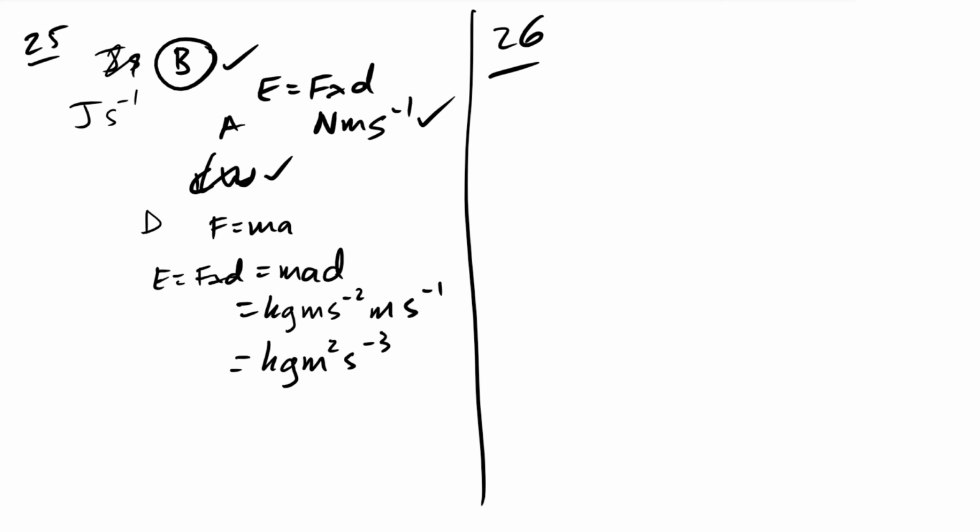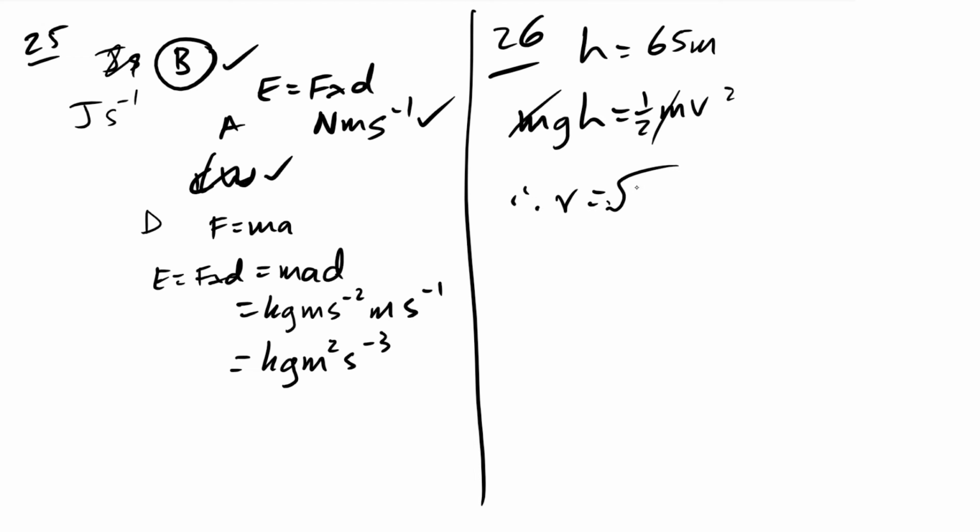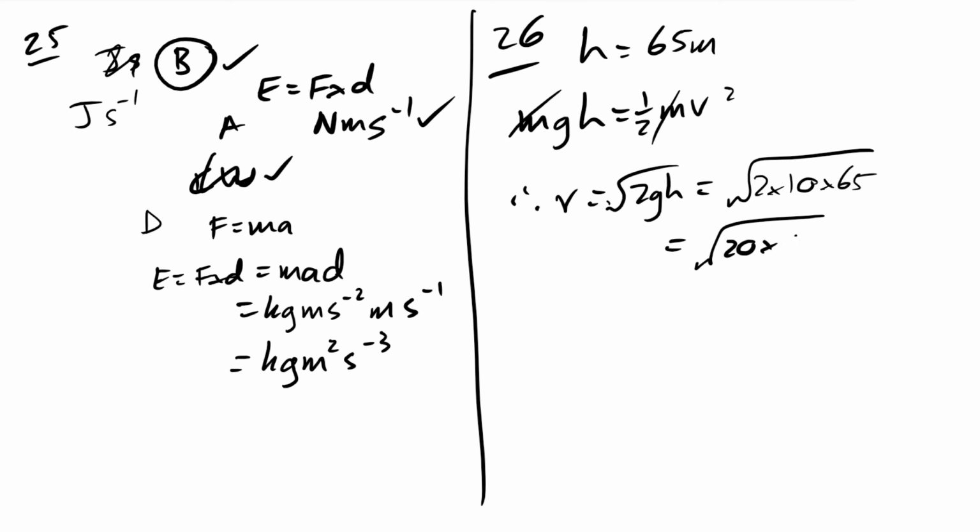26, a roller coaster is raised to a height of that. What's the maximum possible speed? So this is just mgh equals half mv squared. Conservation of energy, the m's cancel, therefore v is going to be equal to the square root of 2gh. So it's the square root of 2 times, let's just go with 10, times height of 65. So it's the square root of 20 times 65. I don't know what that is in my head, so let's pop that in a calculator. And that gives us 36 meters per second. So the answer is C.